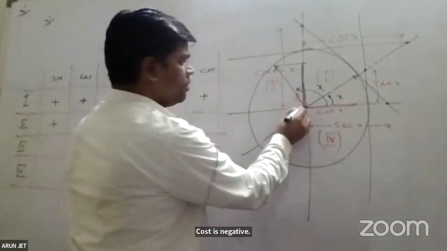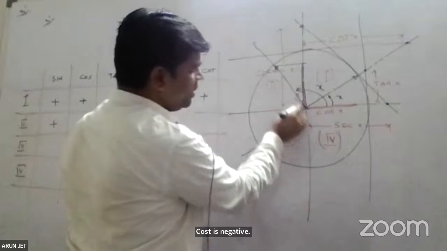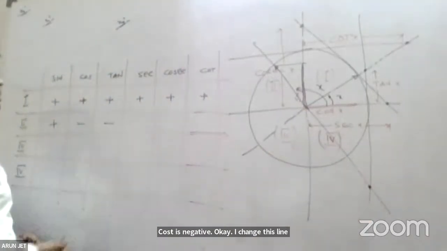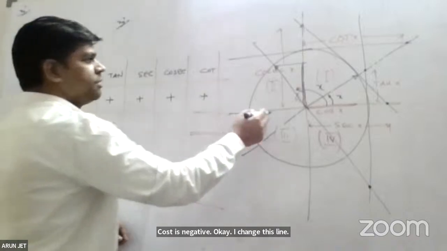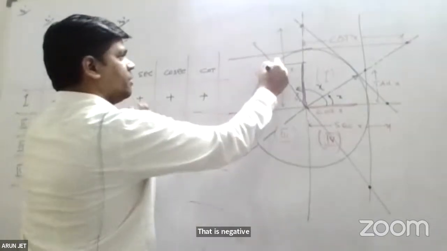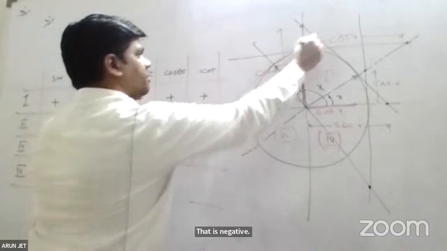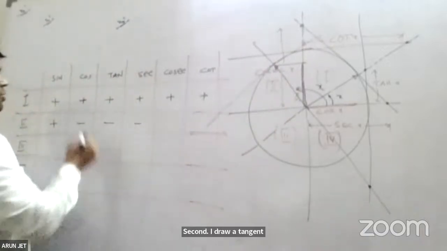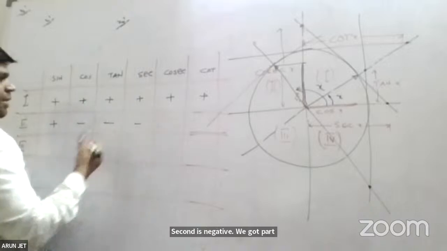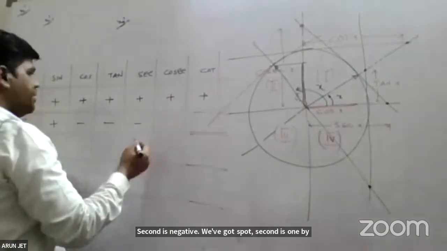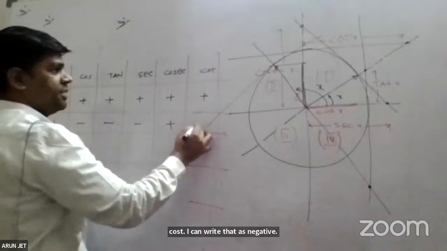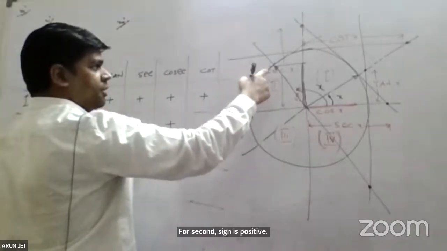Tan, I extend this line. Tan is negative. Secant, I draw a tangent. Secant is negative because secant is 1 by cos. I can write that as negative. Cosecant, sine is positive, so cosecant is positive. Cot is again negative.